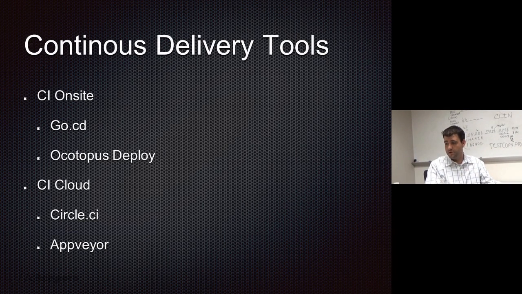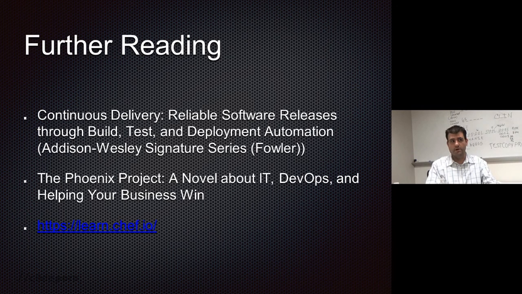If you're interested in further reading about the topic, I seriously recommend Continuous Delivery: Reliable Software Releases through Build, Test, and Deployment Automation. It's by Jez Humble. It's a great book. And then The Phoenix Project, a novel about IT and DevOps, kind of sells the whole entire thing of why you should automate.